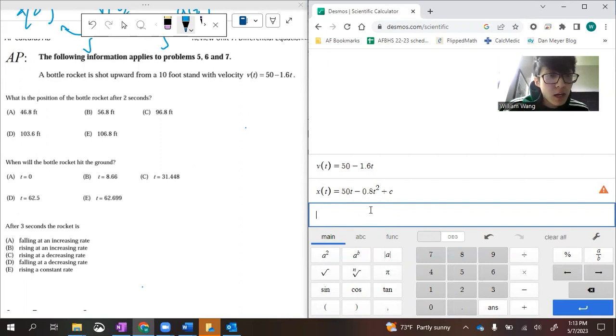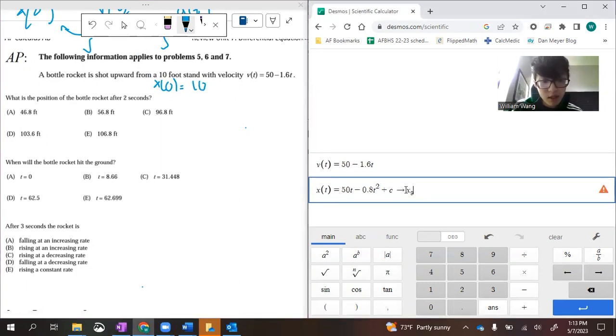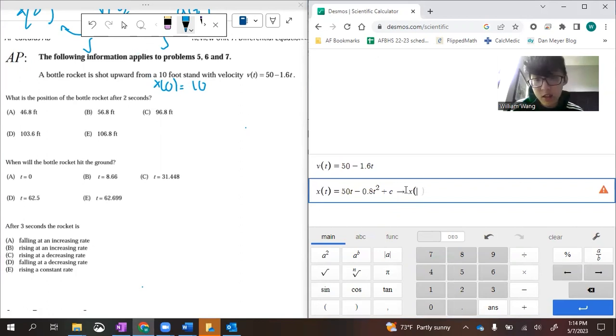The bottle rocket is shot upwards from a 10-foot stand. Okay, so that basically means my initial position is 10. So when I plug in 0, I should have 10, right? Because my rocket is starting at 10 feet. So it's equal to 50t minus 0.8t squared, so t is 0, plus c. So c would have to be 10 in this case. Right, so c here is 10.